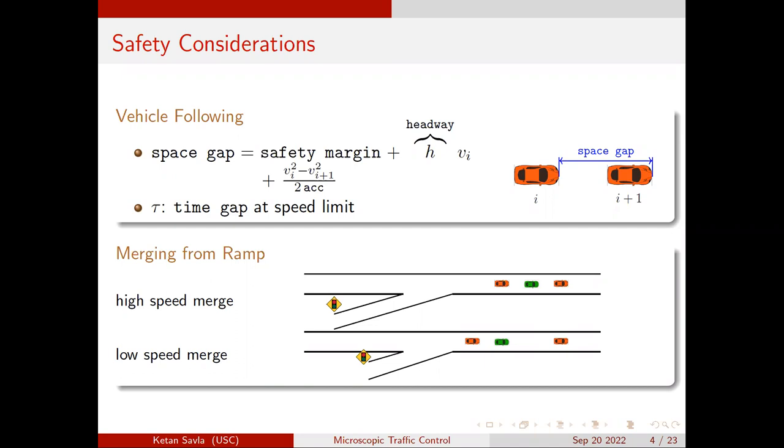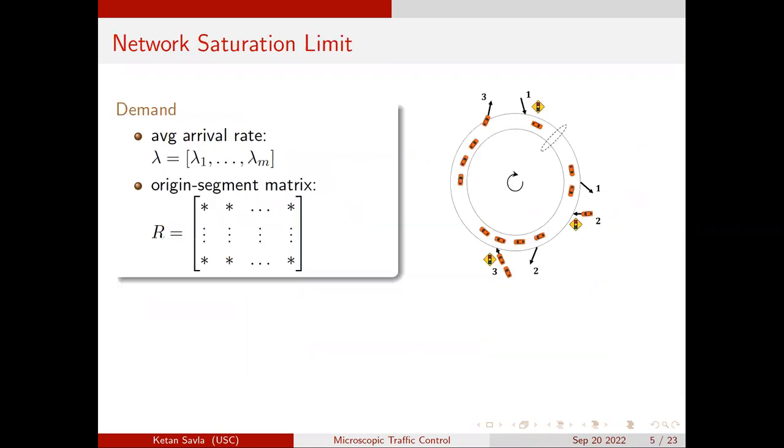So the idea is that when the merge speeds are low, the vehicles have to wait for a bigger gap as compared to when they're able to merge at high speed. And this will have implications on flow, on what's the throughput that you can achieve on a given ramp. And that will be explicitly taken into account in our analysis.